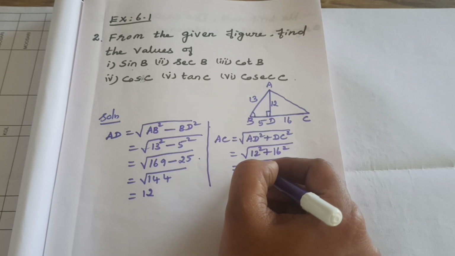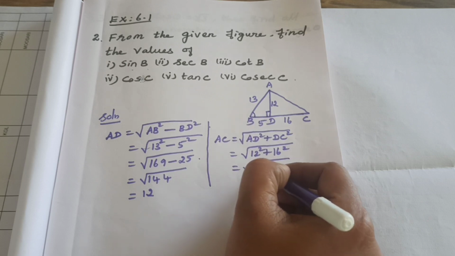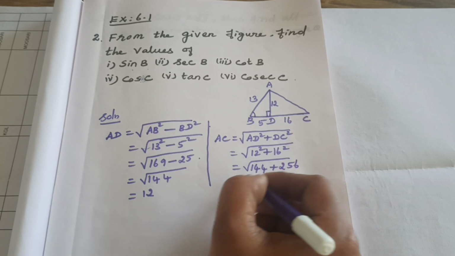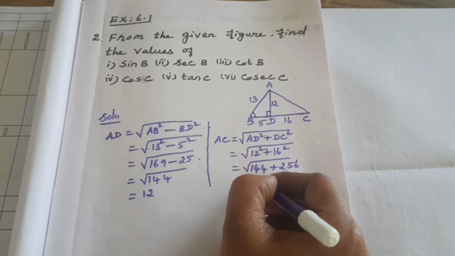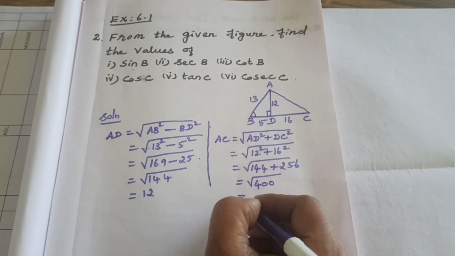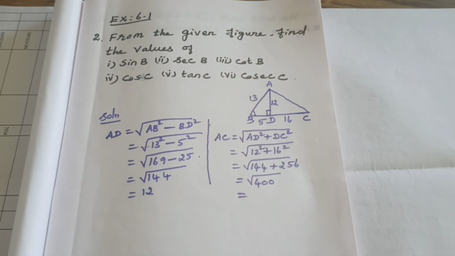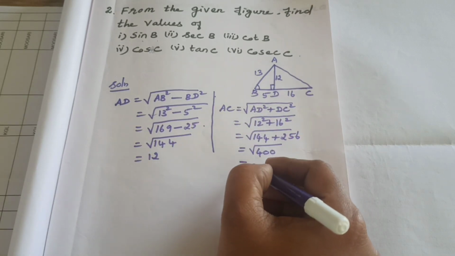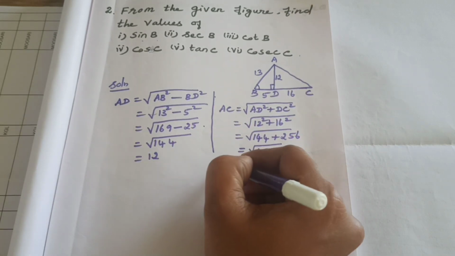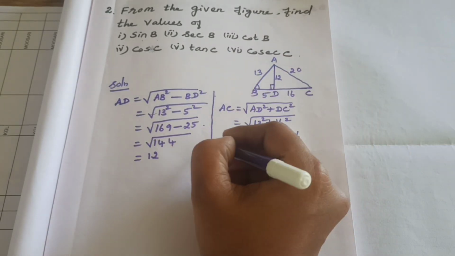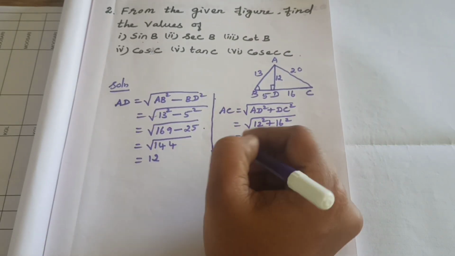Here 12 squared is 144, plus 16 squared is 256. We take the square root of these two added, which means 400. Then what's the value? 20 times 20 is 400, isn't it? Therefore the answer is 20, so AC is equal to 20. Have you understood? Now we can write.